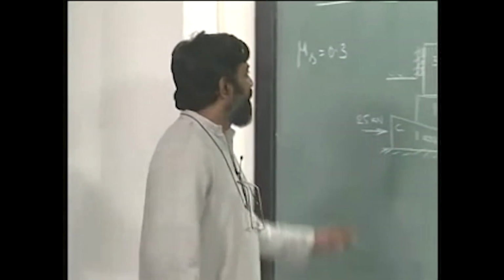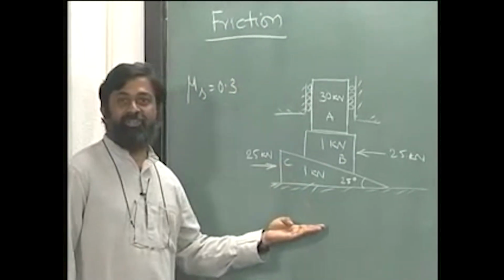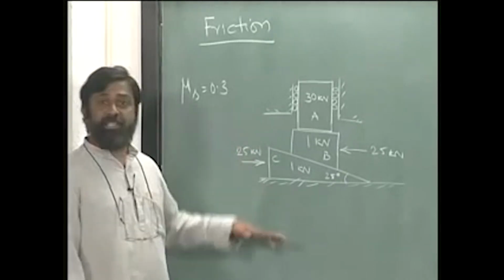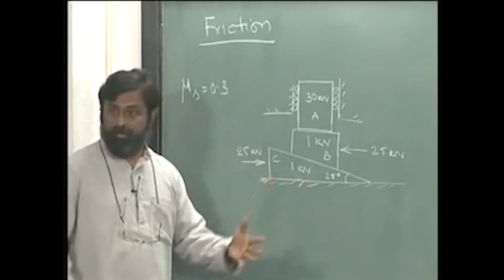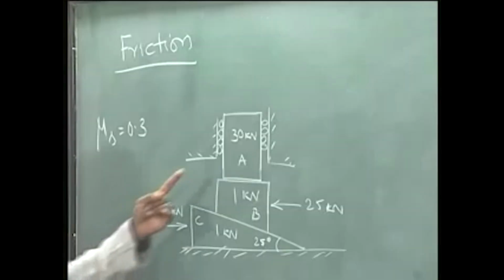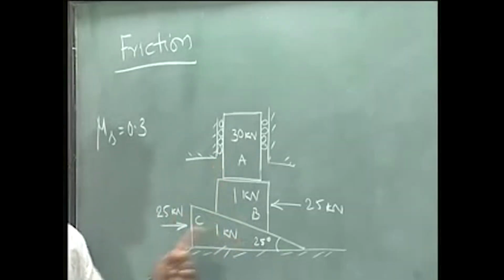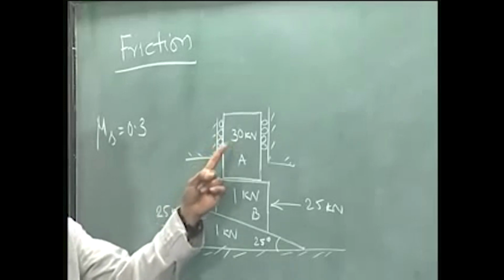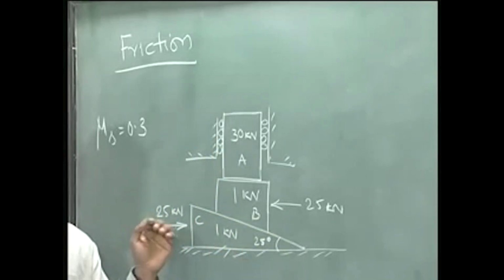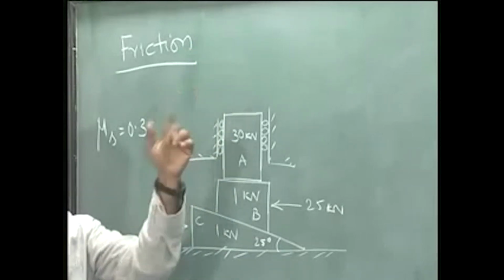Okay, we have a problem in friction that needs to be solved. Let me just explain the problem and then seek to find out a solution to it. The problem goes like this: there are 3 blocks A, B, C. The top block is 30 kilonewton, and I think this is an engineering problem where I wish to move this block upward or downward.